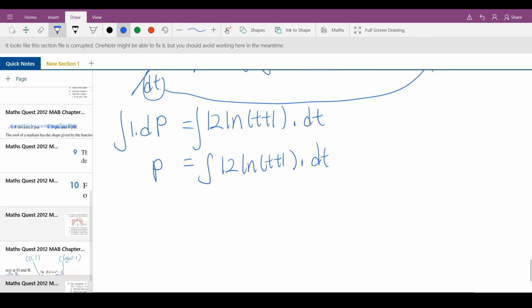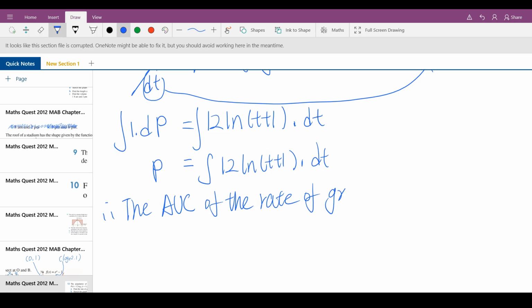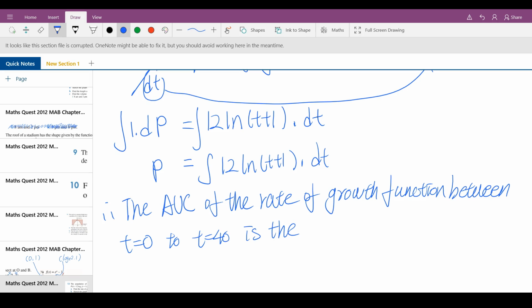Kangaroos. So therefore, the area under the curve of the rate of growth function between t equal to 0 and t equal to 40 is the total population of kangaroo.